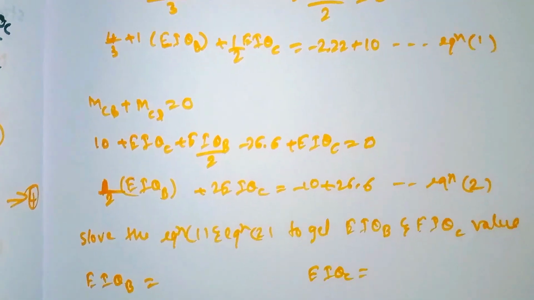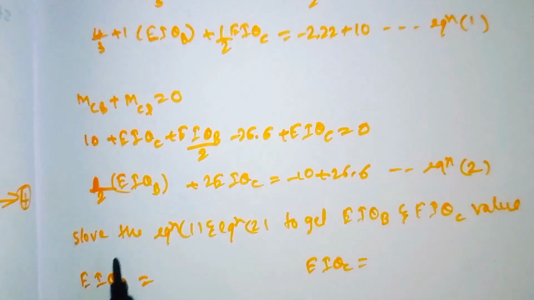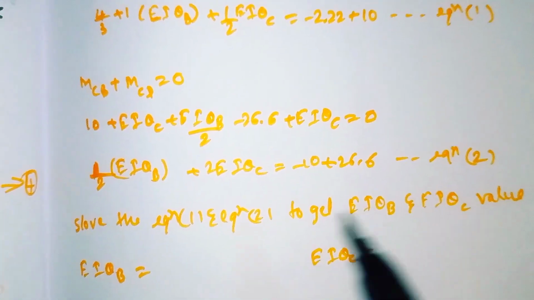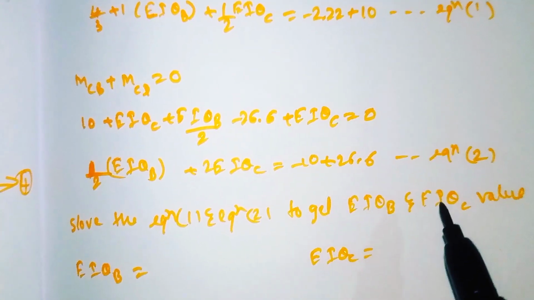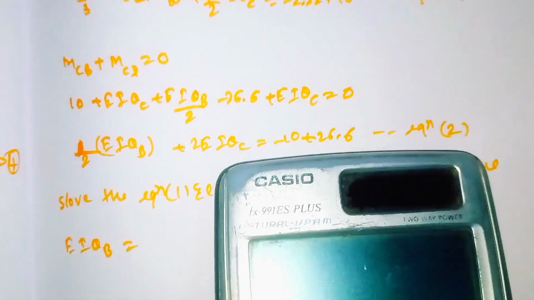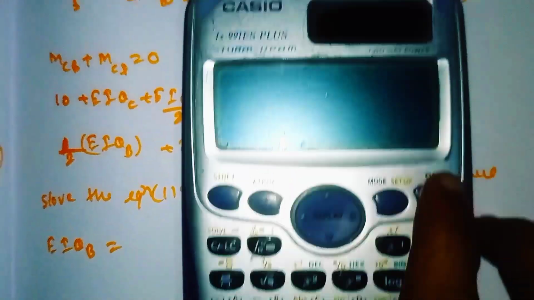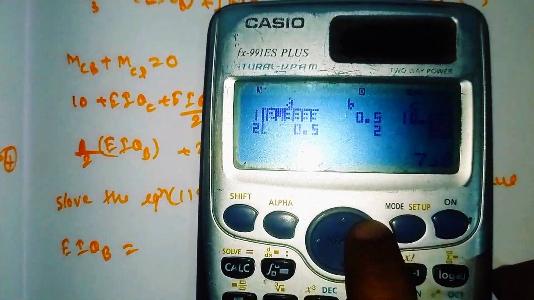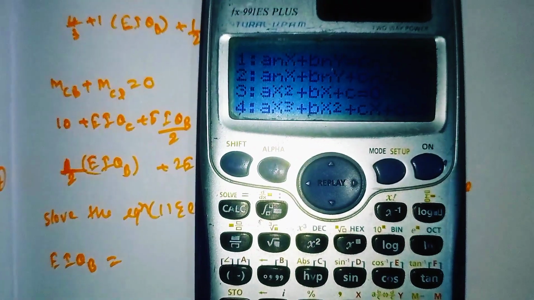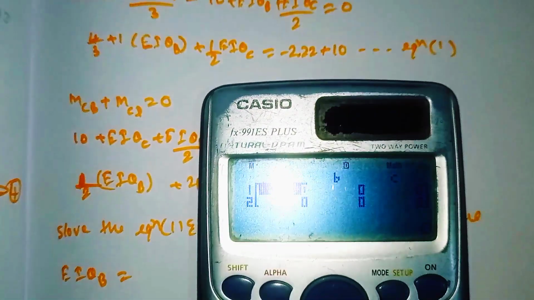So now what we have to do is solve equation number 1 and equation number 2 to get the EI theta B value as well as the EI theta C value. I will show now how to solve this. Mod 5 1. So our value is 4 by 3 plus 1.